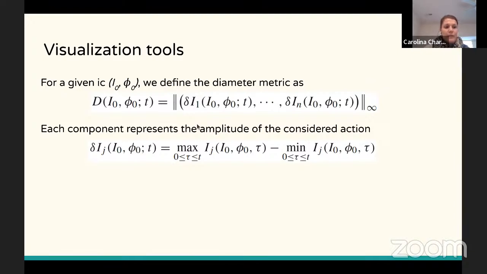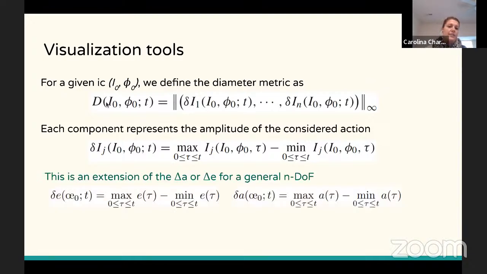And so we decided to define a diameter metric, which is the diameter of an orbit. Here, each element represents the amplitude of the considered action. And so you can see that the diameter D is a function that increases in time, accumulating positive scalars along the orbit, the complete orbit. And this is analogous to the variation of the semi-major axis or the eccentricity that they showed before.